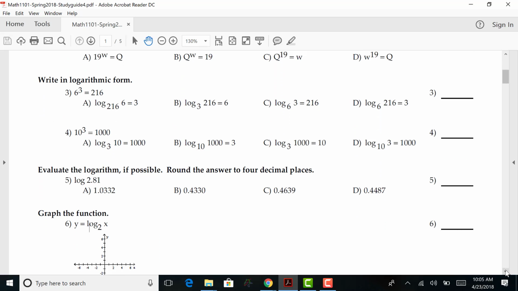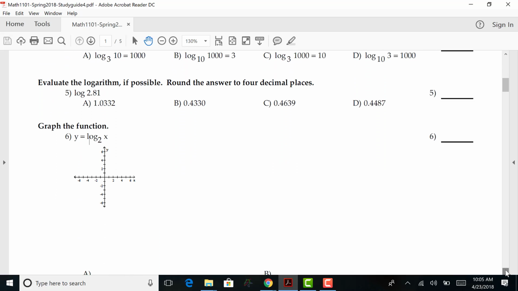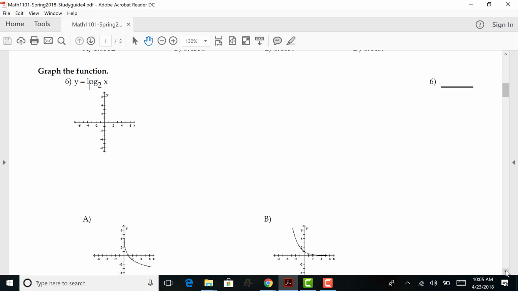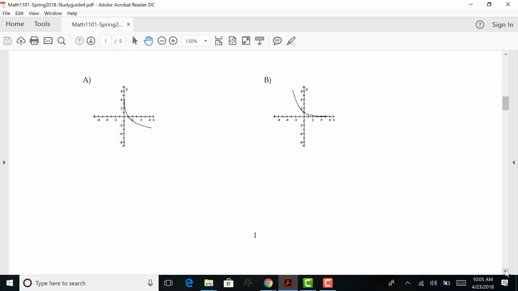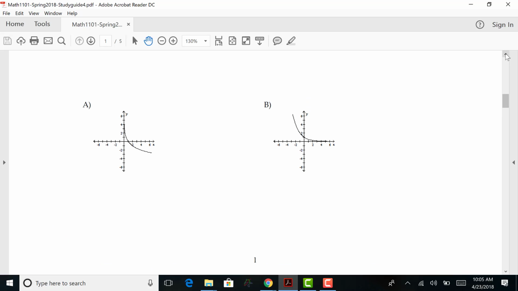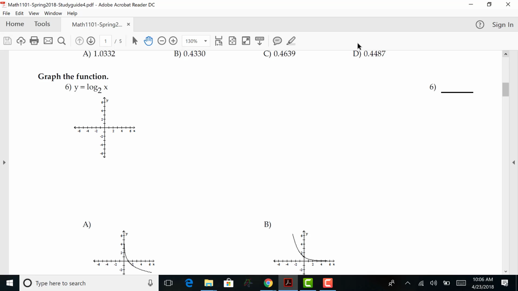Number 6 says graph this. Are you going to need a graphing tool? Yeah. So the question is, which one of these pictures does that look like? So we're going to use Desmos for that one? You would have to use Desmos unless you already know what that one looks like. Now, I know you know what it looks like, but yes, you would go type this in Desmos. So I'm just looking at the curve. So I'm gonna go to Desmos from here.